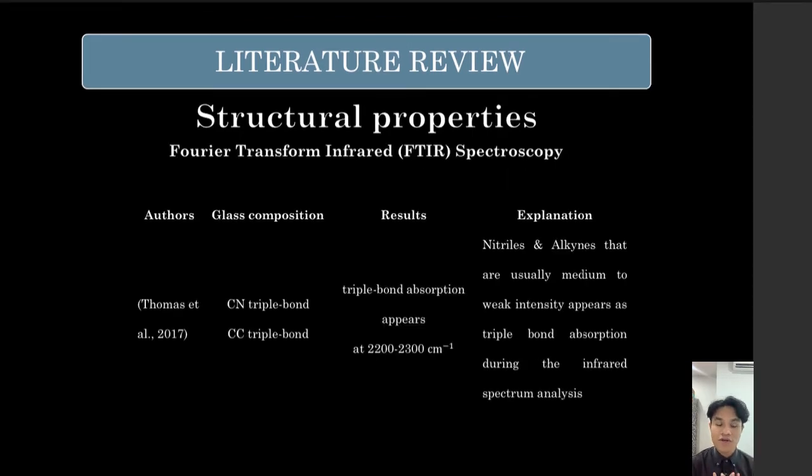This is another structural property, the FTIR spectroscopy analysis, written by Thomas et al. 2017 on a glass composition, using a CN triple bond and CC triple bond. The result is that triple bond absorption appears at 2200 and 2300, which is a nitrile and alkyne, usually of medium to weak intensity, appearing as triple bond absorption during infrared spectrum analysis on the glass.